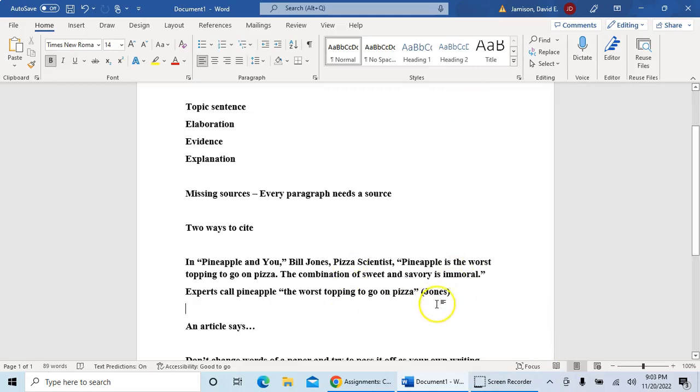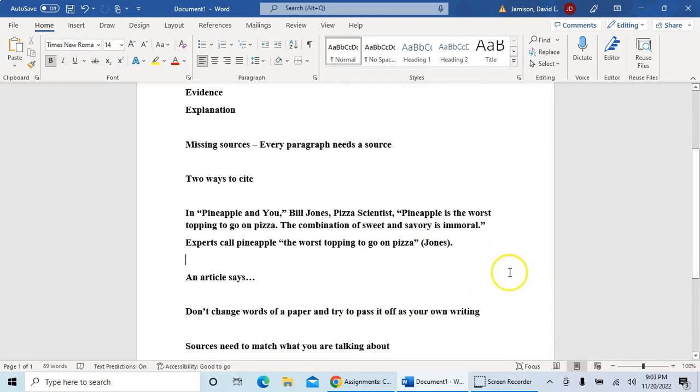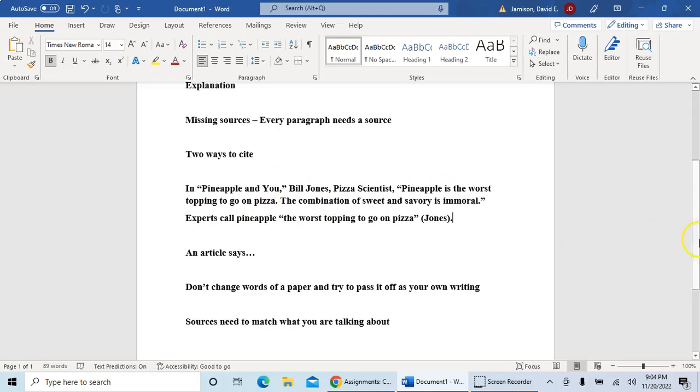The in-text citations will look different depending on which citation style you're using. But if you want to cram a lot of facts into a paragraph, you can do it this way. But if you want to use one article and go into a lot of detail about it, you'd want to do it this way.